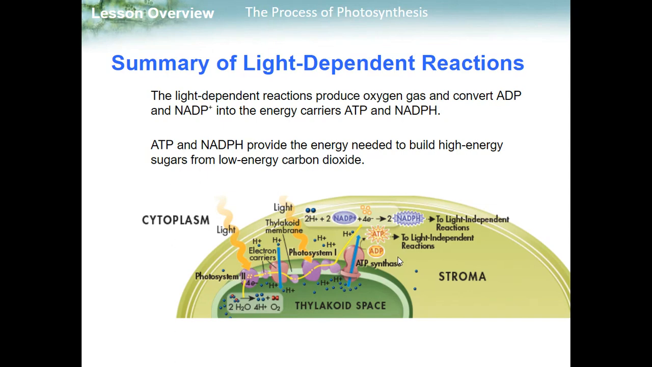So let us now summarize the light-dependent reactions. The light-dependent reactions produce oxygen gas and convert ADP and NADP into the energy carriers ATP and NADPH. The ATP and NADPH provide the energy needed to build high-energy sugars from low-energy carbon dioxide.